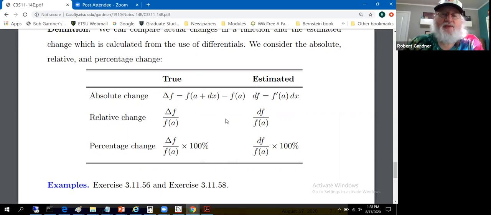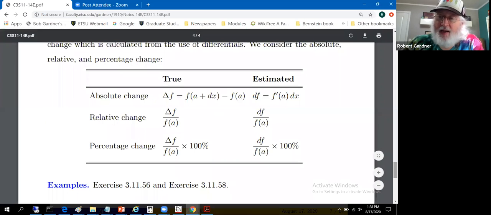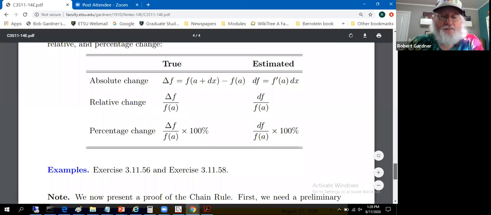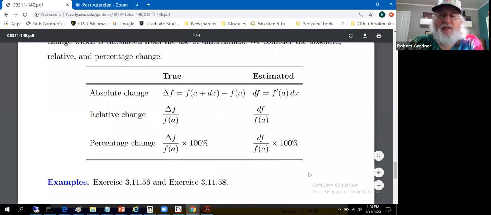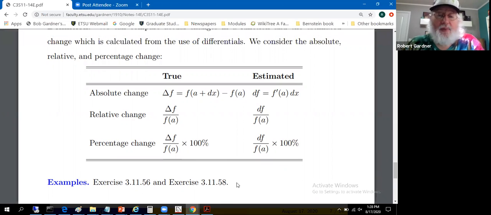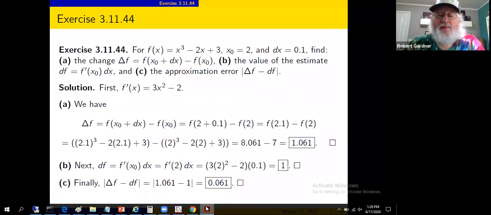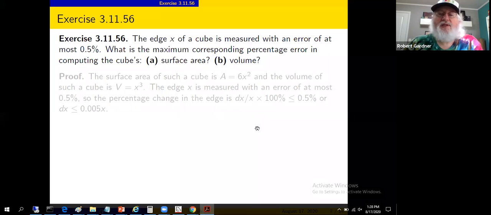So we have these true changes and these estimated changes. And as foreshadowed, I'm probably more interested in the percentage change than the absolute change. It tells you how accurate the measurements you're making are. So this is really totally applied stuff. Let's look at a couple of examples that illustrate this percent error. And actually the computations aren't too hard.